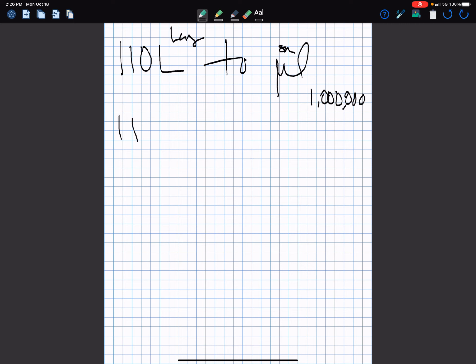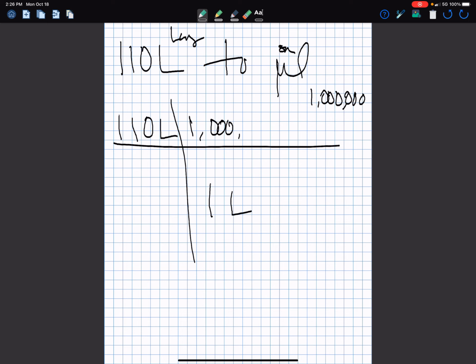So we're going to say 110 liters. More numbers, I mean more decimal places. Okay, 1 liter contains 1 million microliters. Not more decimal places, more zeros. Liters cancel. You multiply 110 times 1 million.